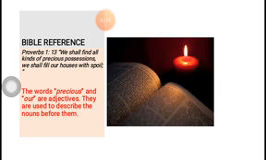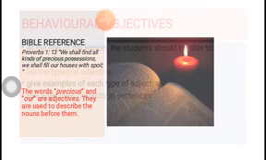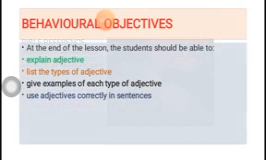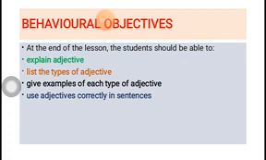Let's quickly look at the behavioral objectives for this lesson, what you are expected to be able to do by the time we are through with this lesson today. At the end of the lesson, you are expected to be able to explain adjectives, list the types of adjectives, give examples of each type of adjective, and use adjectives correctly. Henceforth, when you write or speak, you use adjectives correctly.